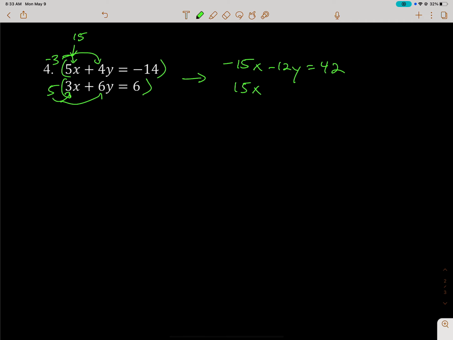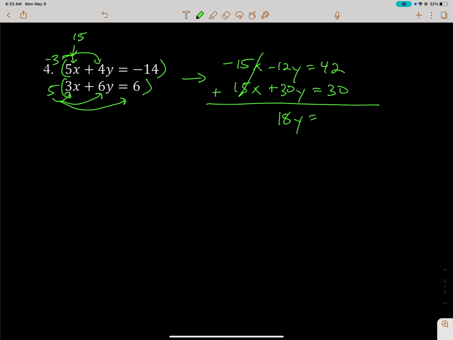I'm doing this one down here. 5 times 6y is 30y. And 5 times 6 equals 30. So now when I add these together, I'm not going to do the color changing here. These eliminate. 30y minus 12y is going to be 18y equals 42 plus 30, which is going to be 72. So then I'm going to divide both sides by 18 and get y equals, what's 72 divided by 18?